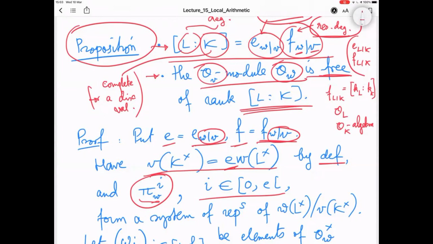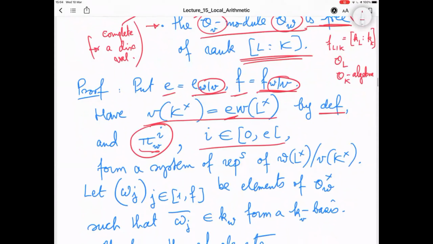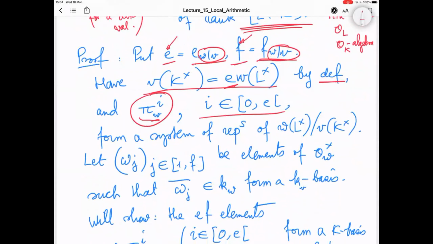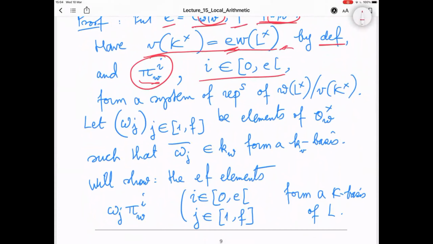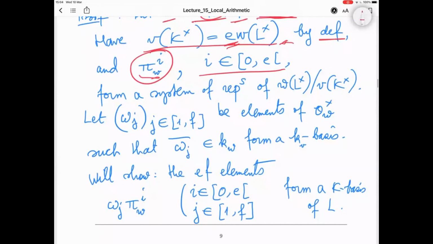So let's start proving this. Let's simplify the notation and use just E and F for E_{L/K} and F_{L/K}. By definition, this E is the constant by which you have to multiply the group. W(L*) is isomorphic to Z, and V(K*) is a subgroup. Every subgroup of Z is E times Z for some E, and the E here is the ramification index. This is more or less the definition. So we have V(K*) is E times W(L*).